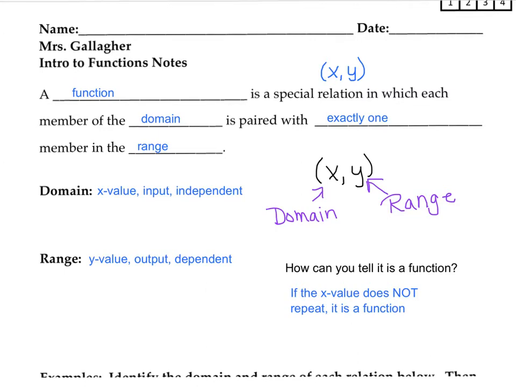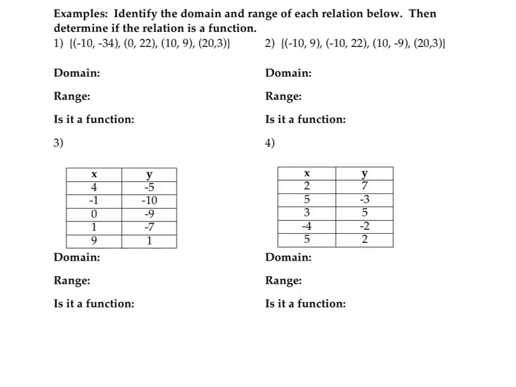So now let's look at some examples to see what functions look like. It says, identify the domain and range of each relation below. Then determine if the relation is a function. So in number 1, we have ordered pairs: (-10, -34), (0, 22), (10, 9), and (20, 3).